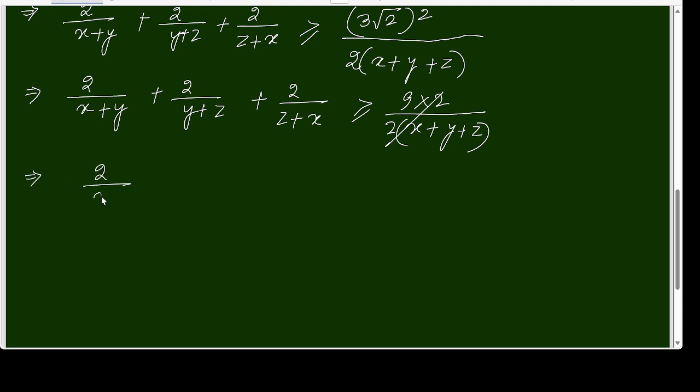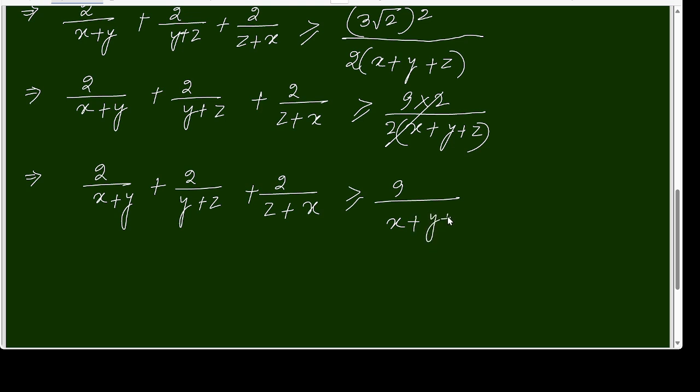2 over x plus y plus 2 over y plus z plus 2 over z plus x is greater than or equal to 9 over x plus y plus z. Proved.